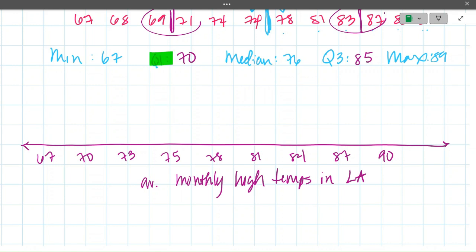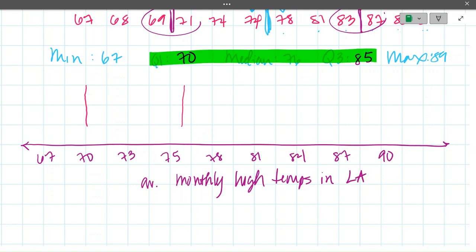And remember, I'm always plotting my quartiles first. So I'm going to go ahead and plot my quartile 1, which is 70. The median is 76, so it's going to be about right here. It's a little crooked of a line.